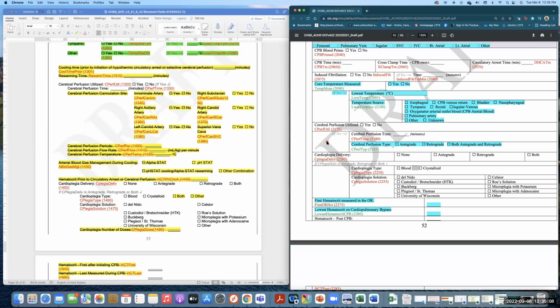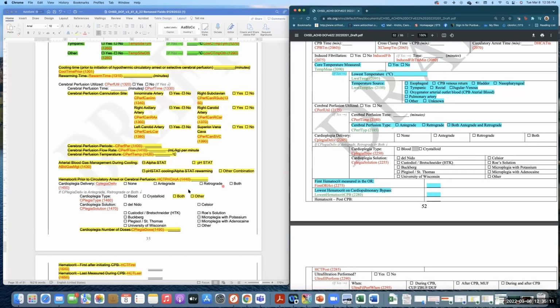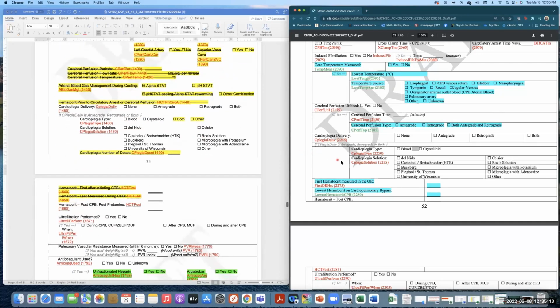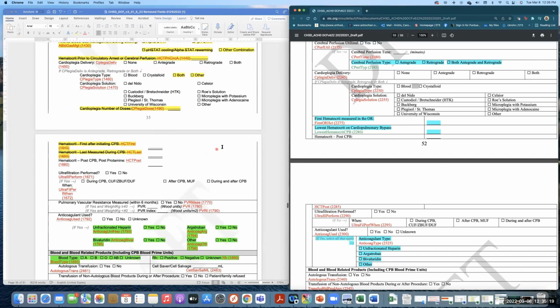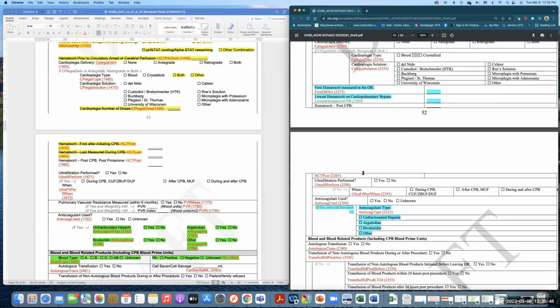So then we have cardioplegia delivery that remains unchanged, with type and then also the solution. And then we have changed the labs a little bit in this section. So we're now going to collect the first hematocrit measured after the patient enters the OR, and then the lowest hematocrit measured while the patient is on cardiopulmonary bypass. And then unchanged is the hematocrit post bypass. So gone are the previously recorded hematocrits that we collected first after initiating CPB and last measured during CPB. Those have been replaced by the two new fields, and we left the hematocrit post CPB. Then, was ultrafiltration performed, yes or no?